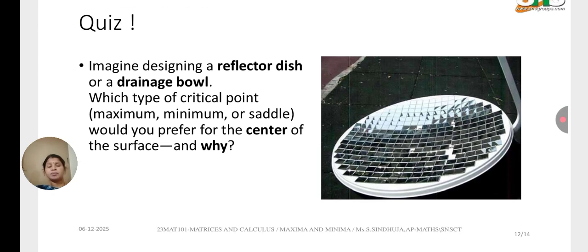So, summarizing, let us see how maxima and minima play a role, with the necessary and sufficient conditions, in our day-to-day life. Imagine designing a reflector dish or a drainage bowl. Which type of critical point would you prefer for the center of the surface and why?